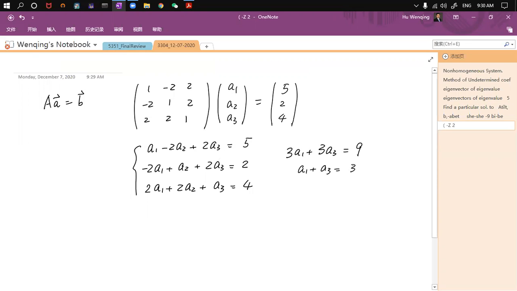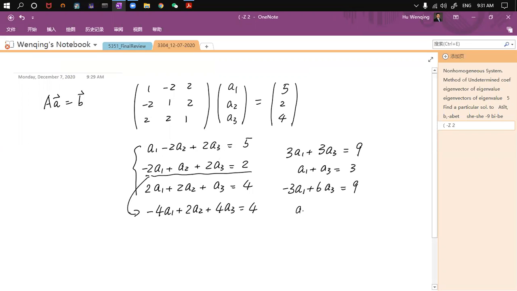That's the first equation. Now you want to cancel A2, so you want to multiply the second equation by 2. That's going to tell you that minus 4 times A1 plus 2 times A2 plus 4 times A3 is equal to 4. Now you add these two equations, that's going to give you minus 3 times A1 plus 6 times A3 is equal to 9.